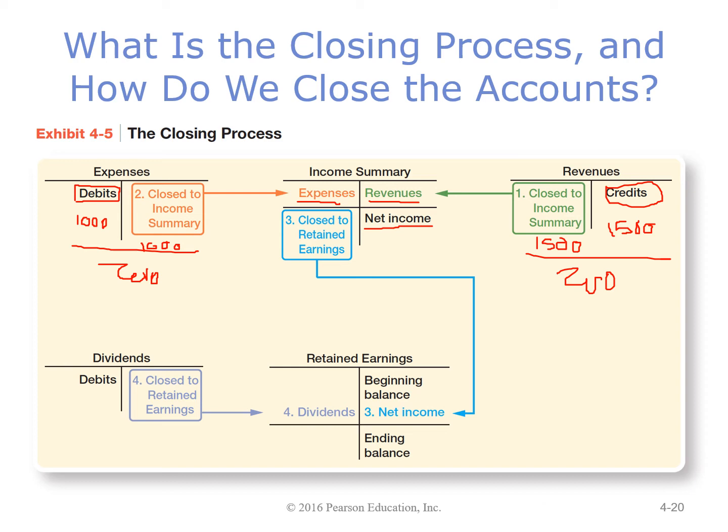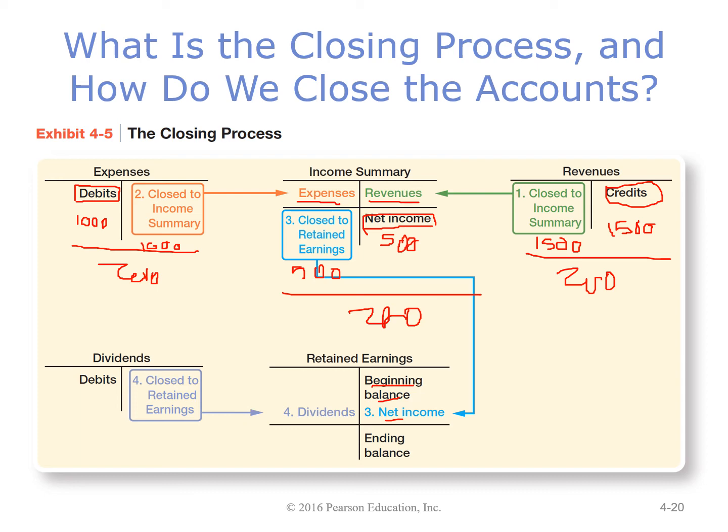So if I'm assuming that we have net income here in the credit side, which is 500, because this is 1000 and this is 1500. This 500 will be credited in order to close the income summary to make it 0, and it will be transferred to the retained earnings. So the retained earnings will start with the beginning balance, increasing by net income.